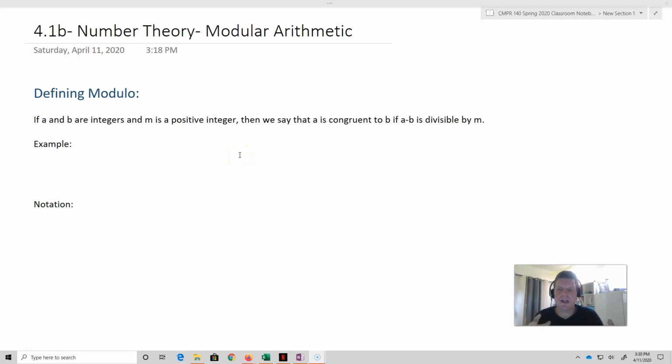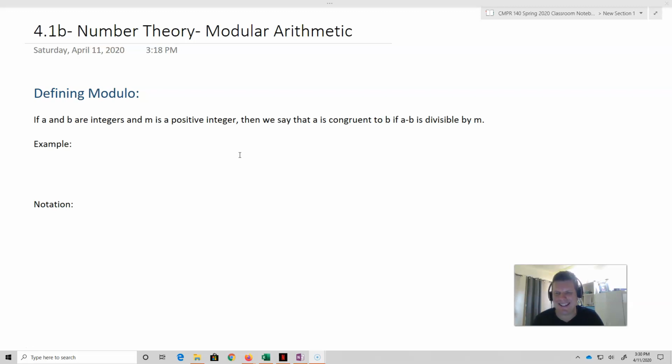So now we're going to start taking a look at what's called modular arithmetic, and this is going to become an incredibly crucial part of the work that we do later on in number theory. First I want to define something called modulo. If a and b are integers and m is a positive integer, then we say that a is congruent to b if a minus b is divisible by m.